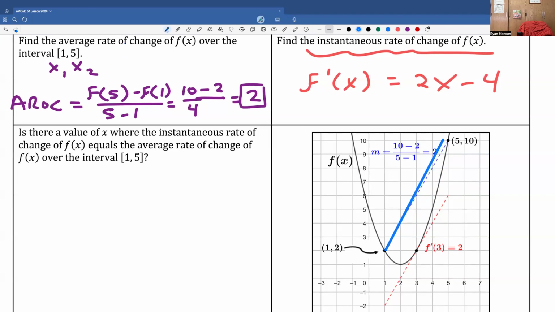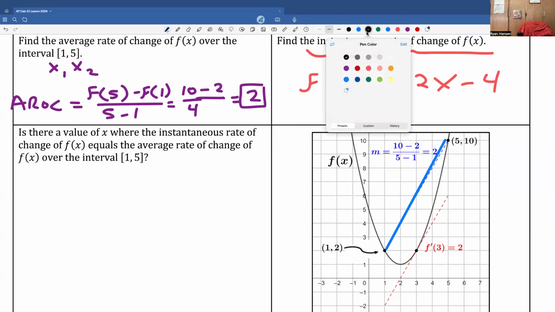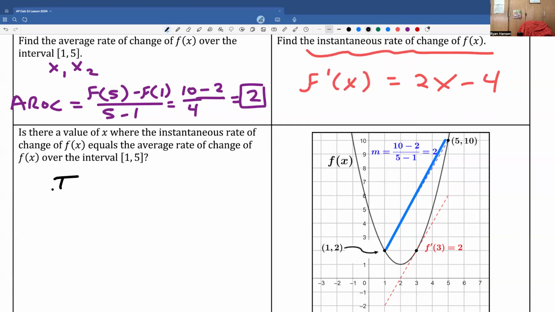And the average rate of change between those 2 points we just found is what? 2. So you already have that. That's this dashed line. It's 2, right? Now, the question says, is there a value of x, is there a position such that the instantaneous rate of change, which is the IROC, equals the average rate of change? Is there a place on the graph where the instantaneous rate of change equals the average rate of change? Well, we just found the average rate of change from 1 to 5, didn't we? What is it?